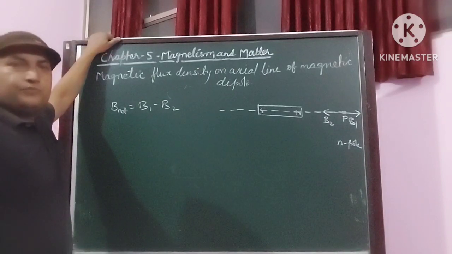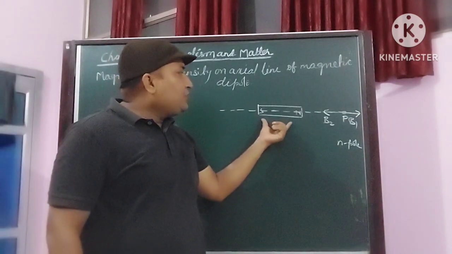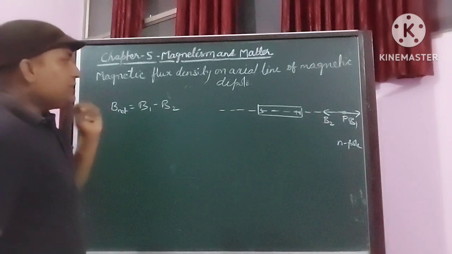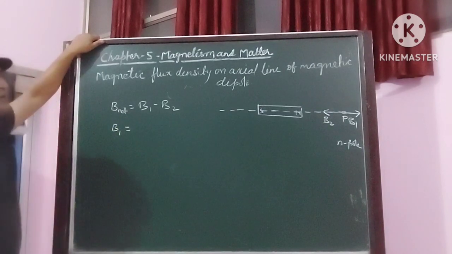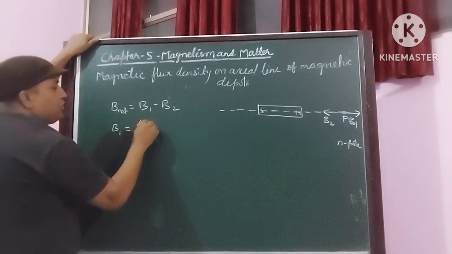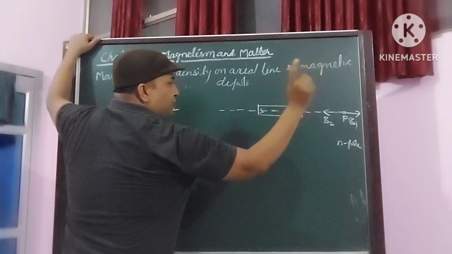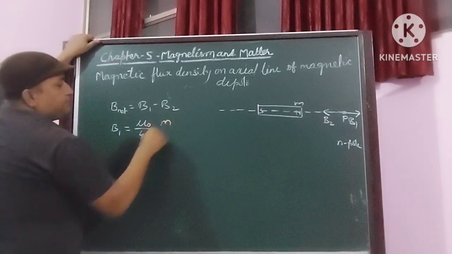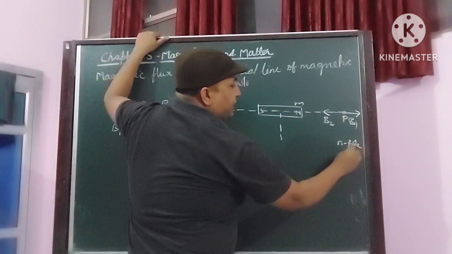If you are able to calculate B1 minus B2, you will easily get the magnetic flux density due to this dipole at point P, which is on the axial line. Now how to calculate? First we have to know the magnetic flux density due to the north pole at point P along the direction of NP. It is very easy, as per Coulomb's law: mu 0 by 4 pi, and the pole strength is m, divided by the distance squared.